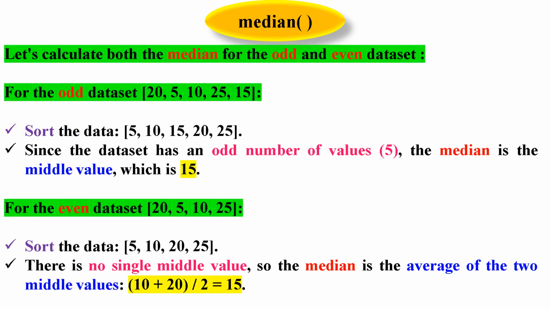Let's see an example. Let's calculate the median for both an odd and an even dataset. For the odd dataset, 20, 5, 10, 25, 15. Sort the data: 5, 10, 15, 20, 25. Since the dataset has an odd number of values, 5, the median is the middle value, which is 15. For the even dataset, 20, 5, 10, 25. Sort the data: 5, 10, 20, 25. There is no single middle value, so the median is the average of the two middle values, 10 plus 20, divided by 2, is equal to 15.